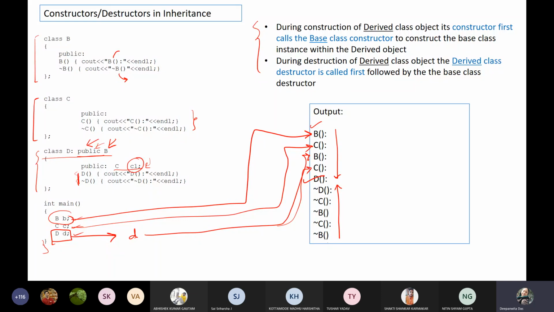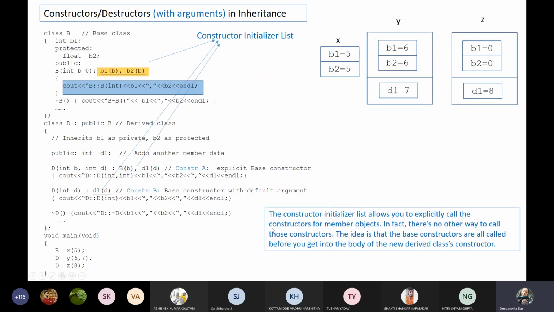Let us continue with one more example that has a parameterized constructor. Here I have shown you one example where I have taken all types of members: protected, public, and private. So B1 is private, B2 is protected, and here is one function, the constructor. In the constructor, can you tell me what this is? This is a default argument. I have taken a default value of 0 for B. Just recall the default argument: whenever we call the function, the actual argument we pass replaces the default argument.